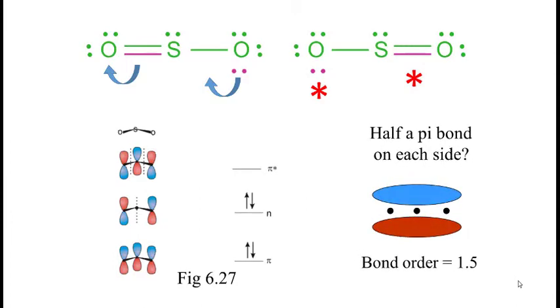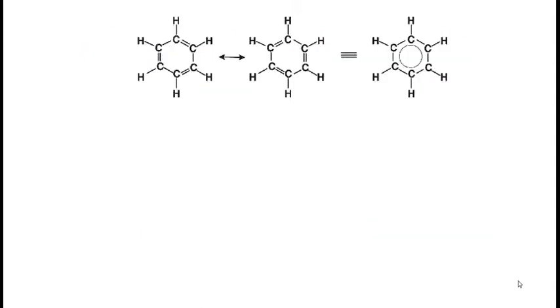One can then think about one pi bond delocalized over two locations, or half a pi bond on each side. This is consistent with a bond order of 1.5 that we concluded when we first talked about resonance. We also found a bond order of 1.5 between the carbon atoms in benzene.